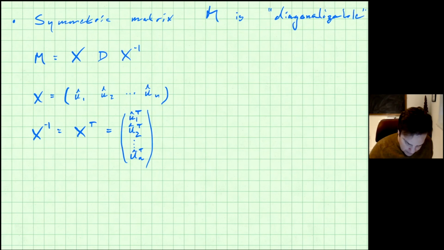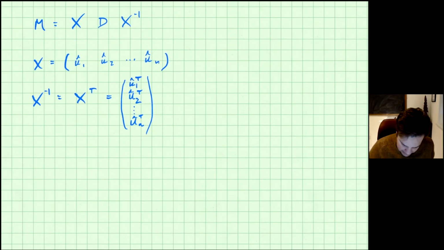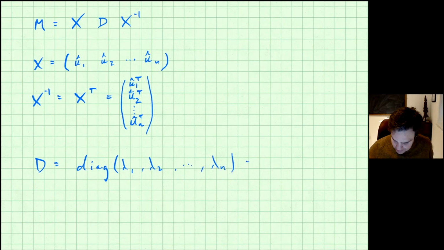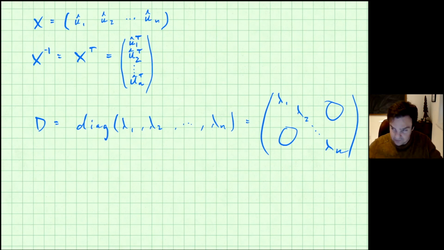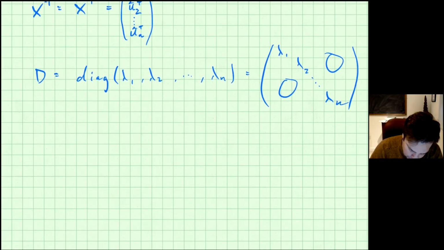So that's how X and X inverse look, and D is equal to a diagonal matrix whose elements are lambda 1, lambda 2, and up to lambda n. Right, and what I mean by that is these guys are on the diagonal of the matrix down to lambda n, and there's zeros everywhere else in that matrix. This is a pretty useful result, and I'll show you why, and then I'll stop today's lecture.